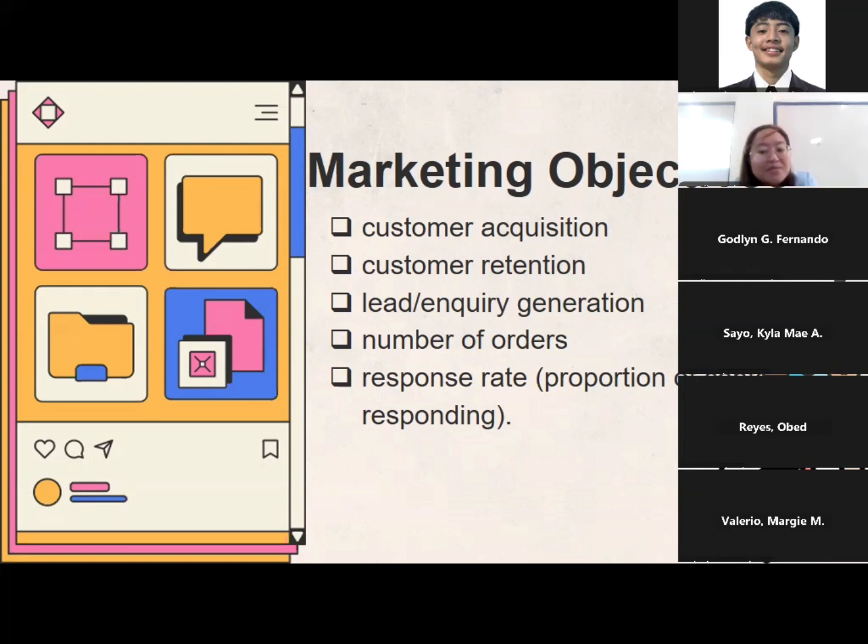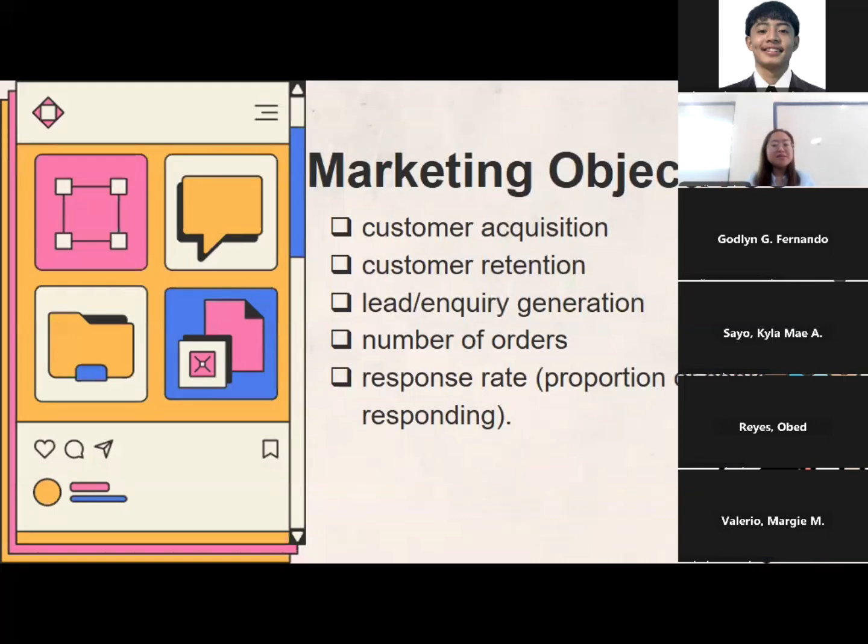Another is in terms of the number of orders. You want to increase the total number of orders or the total number of purchases. One example is Zalando. They might set an objective to increase the number of orders placed during a seasonal sale by offering limited-time discounts and promotions. Another is in terms of response rate.